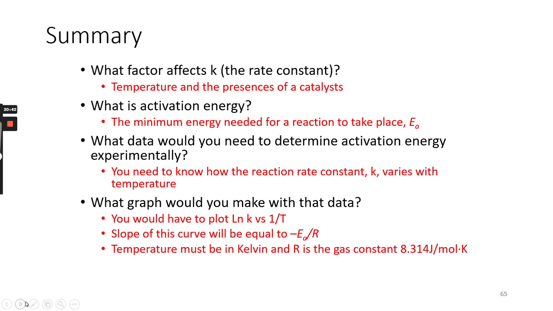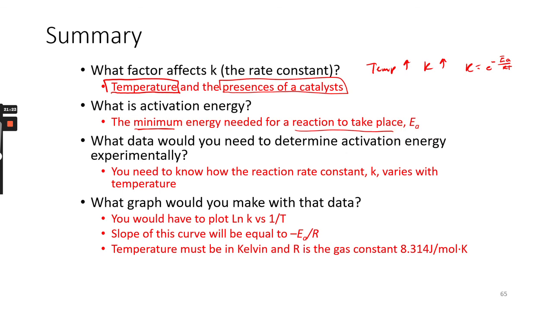So let's summarize what we learned in this section. What factors affect k, which is the rate constant? Mainly we talked about temperature today. Temperature affects k. And how does it affect it? As the temperature increases, k increases. Because remember, k is equal to e to the minus Ea over RT. Okay? We didn't talk about this in this section, but we will in the next video lecture. The presence of a catalyst will also affect your rate constant. What is activation energy? That is the minimum energy you need for a reaction to take place. We call that Ea.